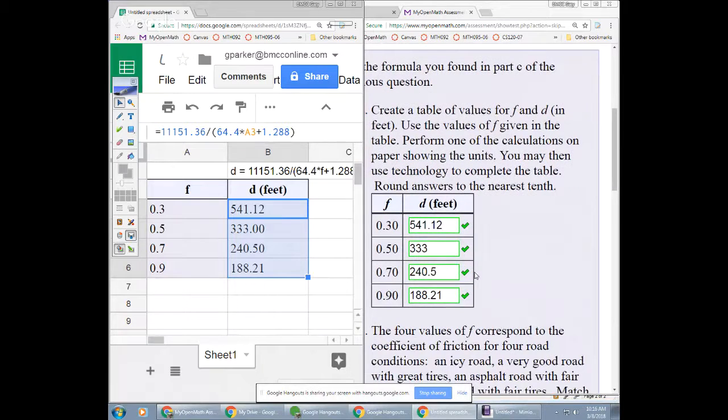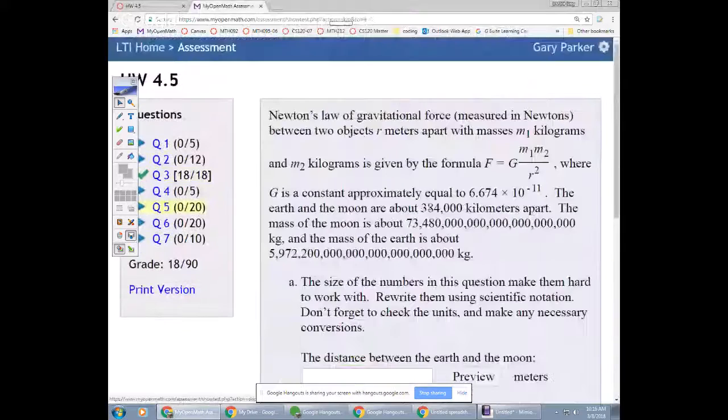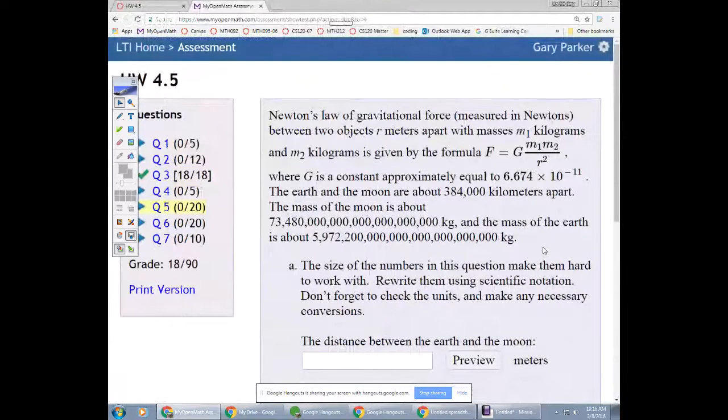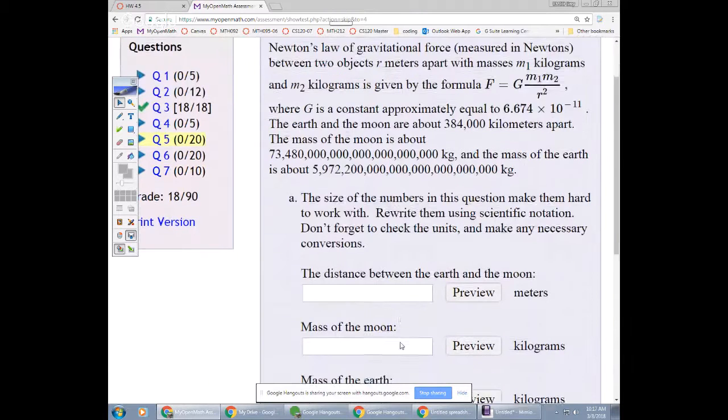Jenna, what was next? 5 or 6. So 5, we got Newton's law of gravitation. Oh, that's a great one. Love this problem. All right, so the size of the numbers in this question makes them hard to work with. We got to review back to scientific notation from, man, that was months ago, October-ish. And so we want to restate those numbers in scientific notation first.